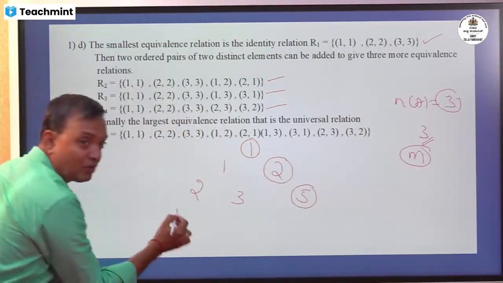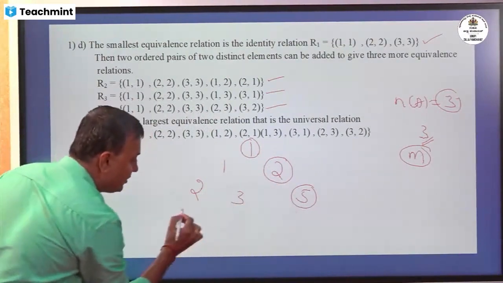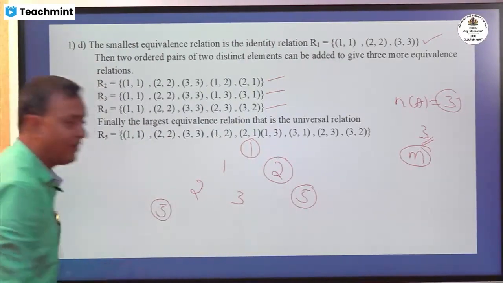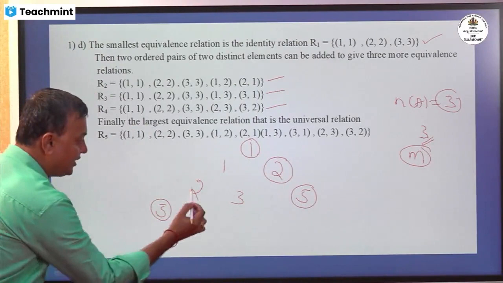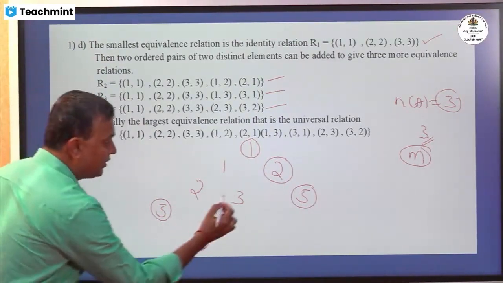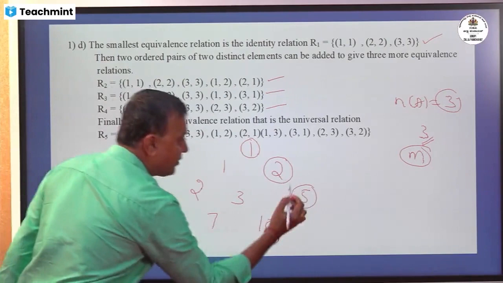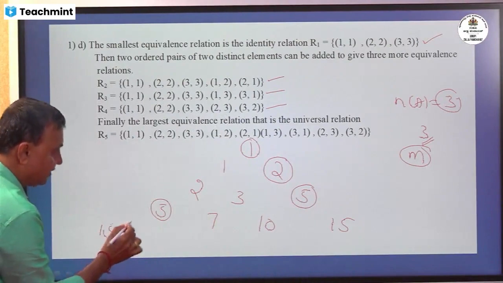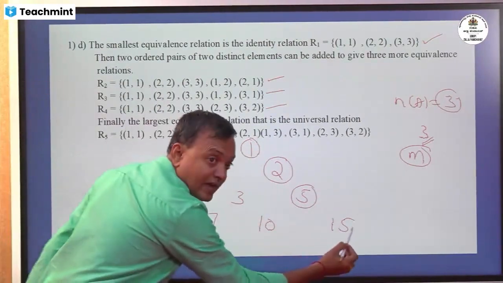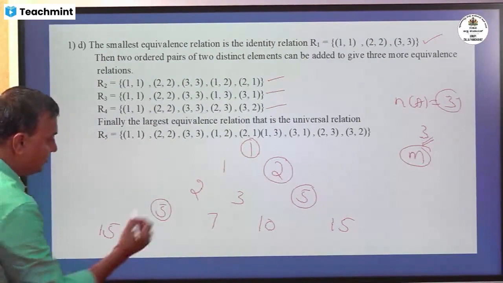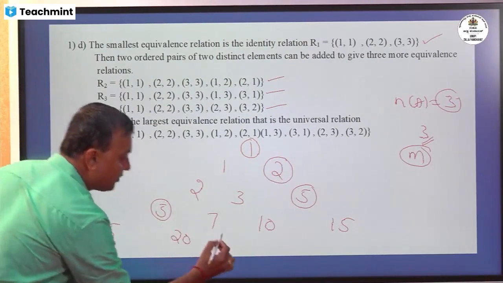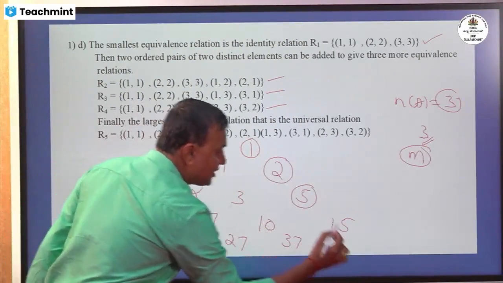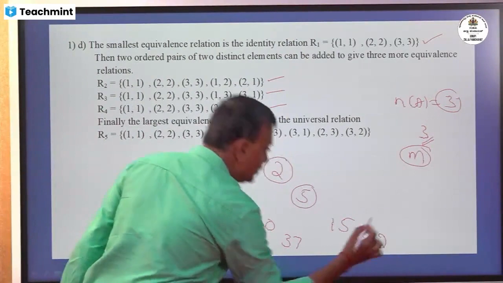Then to write the fourth row, write the last element, 5, of the third row. Then add these two, 5 plus 2 is 7, 7 plus 3 is 10, 10 plus 5 is 15. Then writing the next row, the fifth row, the first element is the last element of the fourth row, 15, then 15 plus 5 is 20, 20 plus 7 is 27, 27 plus 10 is 37, 37 plus 15 is 52, like this.